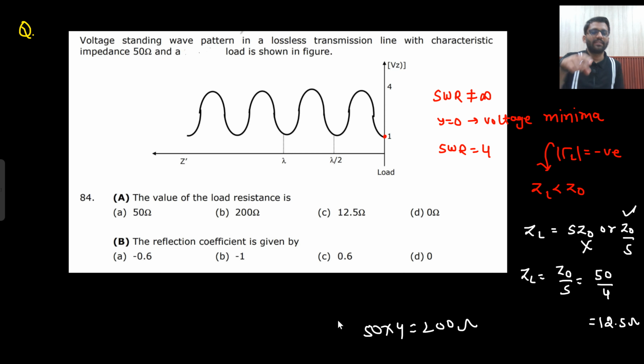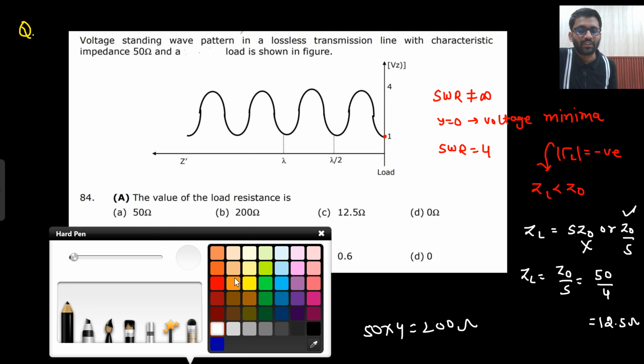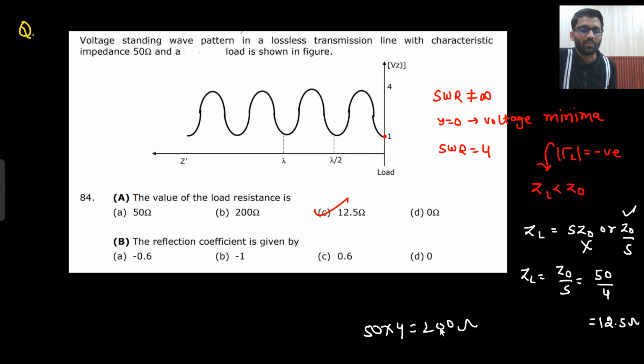But you need to check that ZL cannot be greater than Z0. Why can it not be greater? Because at y equals 0 you are having minima. If you are having minima, that means ZL has to be less than Z0. So which is the possible option? There you go.